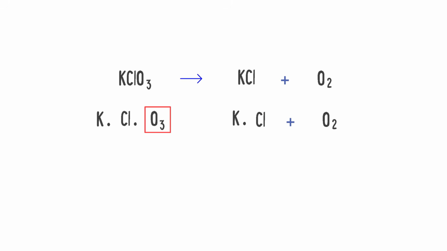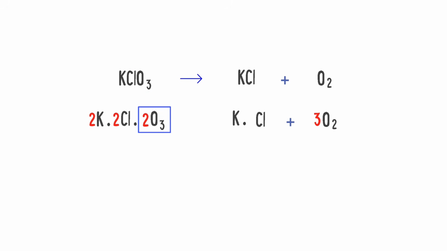There are 3 atoms of oxygen present in reactants and 2 atoms in products. So I multiply this oxygen by 3. 3 into 2 is equal to 6. Now there are 6 atoms of oxygen present in products, while 3 atoms in reactants. I multiply this oxygen by 2. Also I have to multiply chlorine by 2 and potassium by 2 because they all are the same atoms of potassium chlorate. Now 2 into 3 is equal to 6.